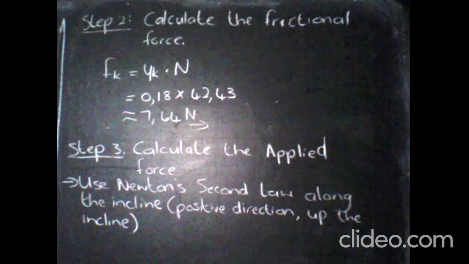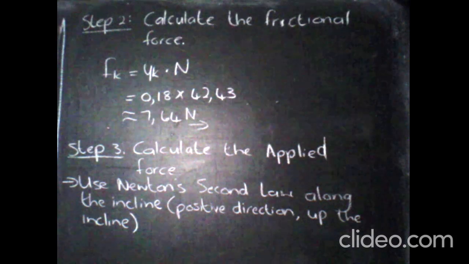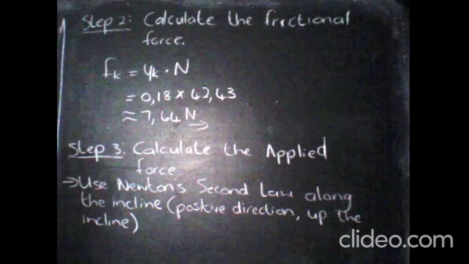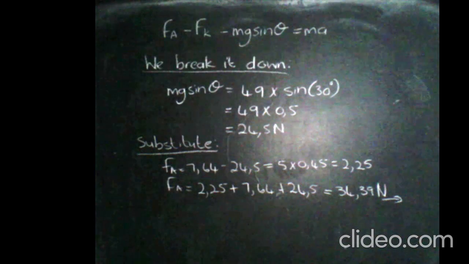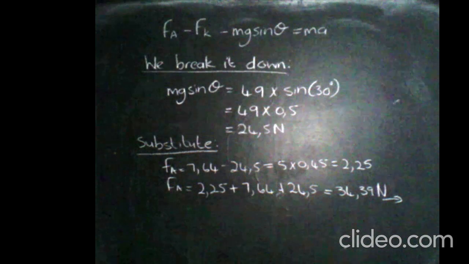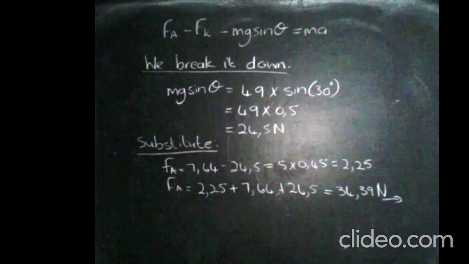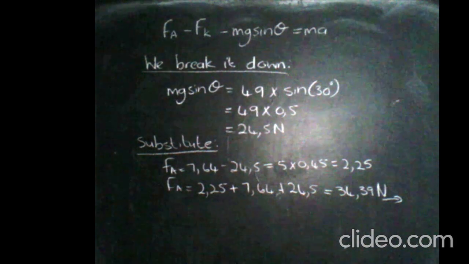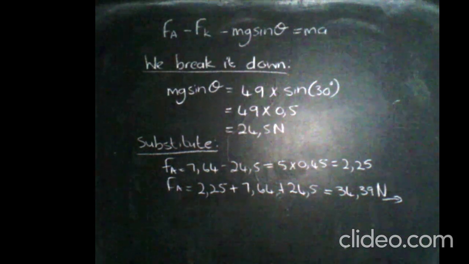In step 3, we need to calculate the applied force, and we will use Newton's second law along the incline, positive direction or up the incline. So our formula for step 3 is Fa minus Fk minus mg sine theta equals ma. When we break it down, we have the mass of the trolley at 5 kilograms and the gravitational acceleration at 9.8 meters per second squared, right?